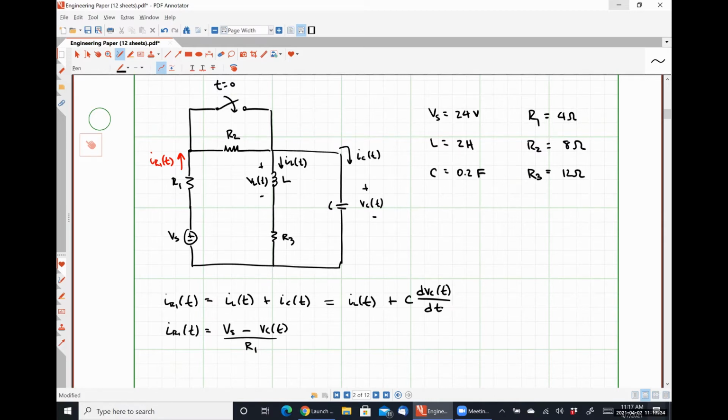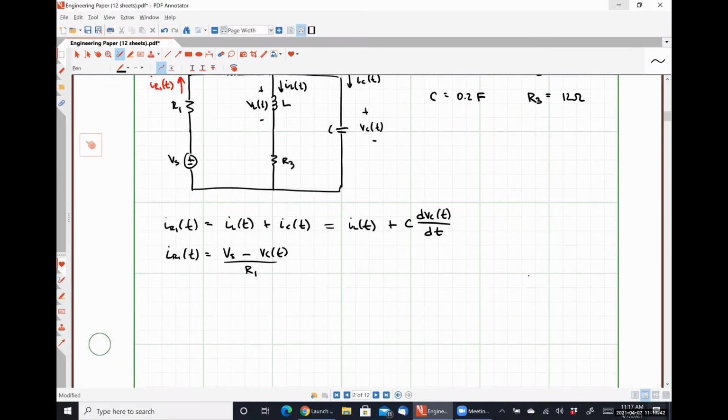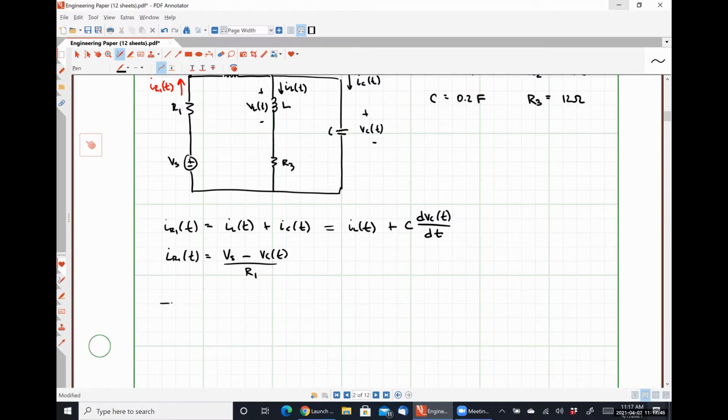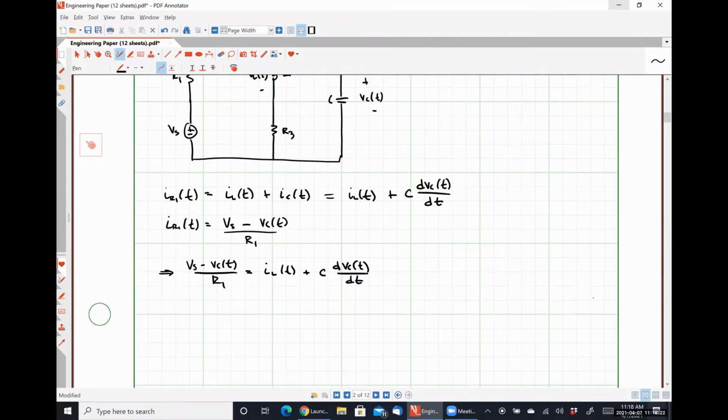And I can set these two expressions for IR1 equal to each other, right? So that tells me that Vs minus Vc of t over R1 is equal to IL of t plus C dVc by dt. And one other thing that I can do, just real quick, this is typically what I do, is I try to get my constants on one side of the equal sign and my other terms on the other side of the equal sign.